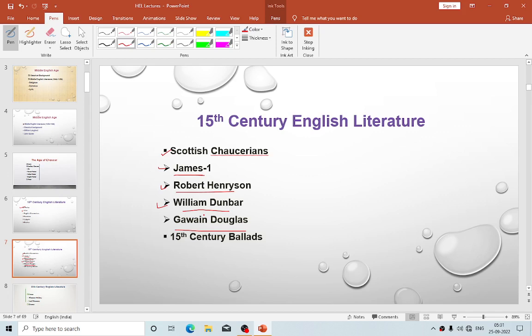So firstly, we will talk about the work written by William Dunbar, that is The Thistle and the Rose.